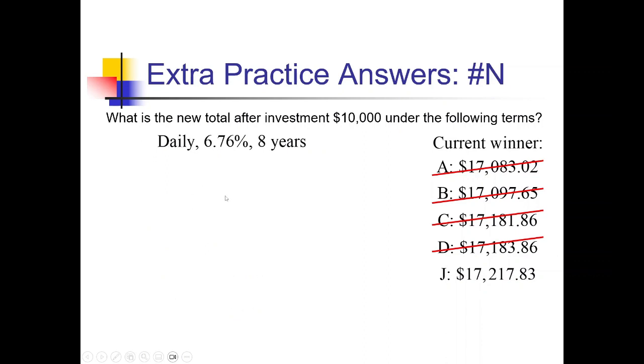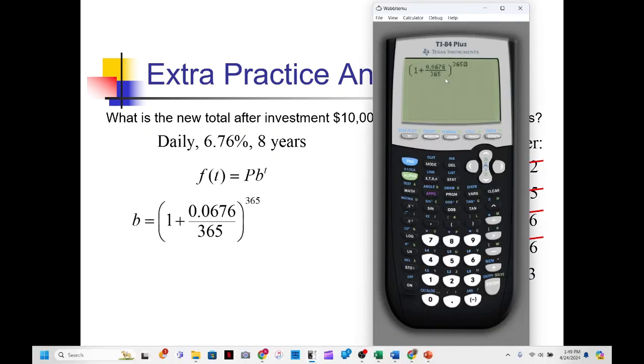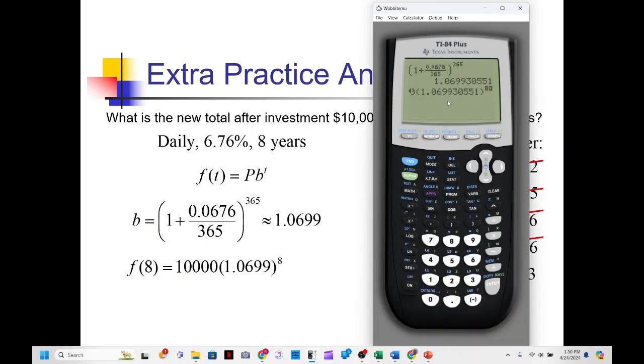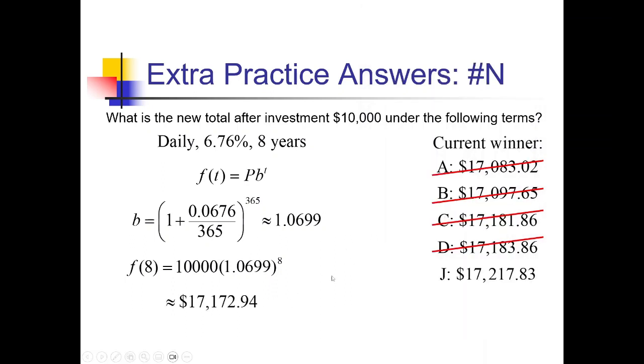Now we have yet another plan, N, daily compounding, 6.76% interest, 8 years. So using PB to the T, B value, now we've got 1 plus 0.0676 over daily, that's 365 on each of those spots. Plugging it all in, the B value for this one is 1.0699. So that's 10,000 times this stuff raised to the 8th power, all of which is giving me a final value of $17,172.94. Still doesn't beat J.